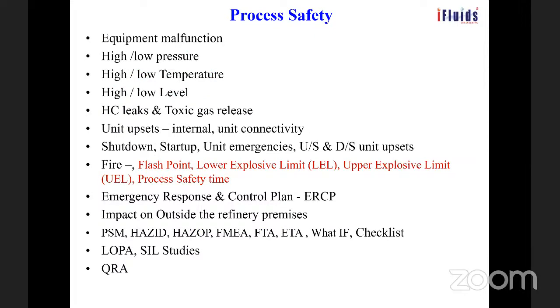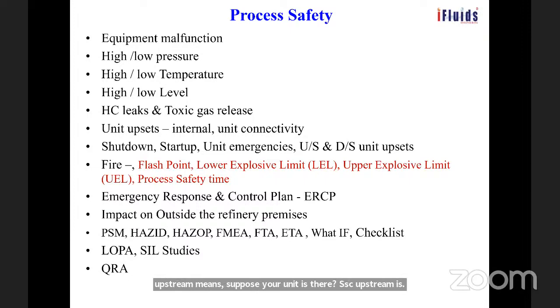Okay. That is upstream and downstream. The upstream means, suppose your unit is FCC, upstream can be a hydrotreater unit or a coker, whatever it is. So that is the upstream unit, the thing before your unit. And the downstream unit is where you are supplying, like a propylene unit or alkylation unit, like that. So it is upstream and downstream, nothing else.